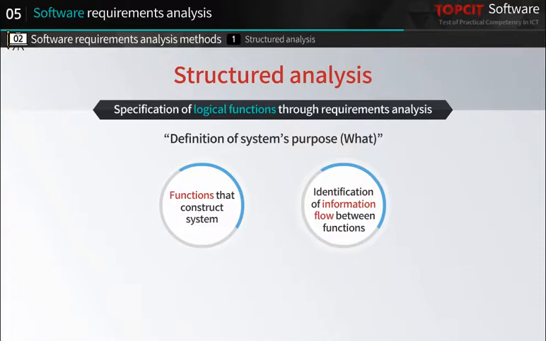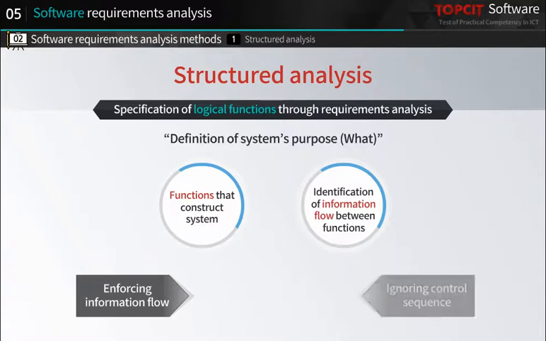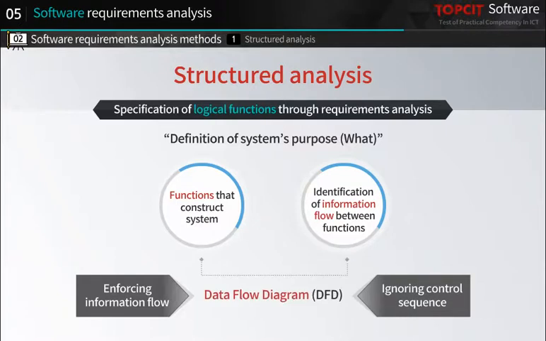be implemented. To do this, a data flow diagram that emphasizes the flow of information and deliberately ignores the control sequence is applied. By not expressing the control sequence in this way, it is possible to express information flow between functions and function more concisely.